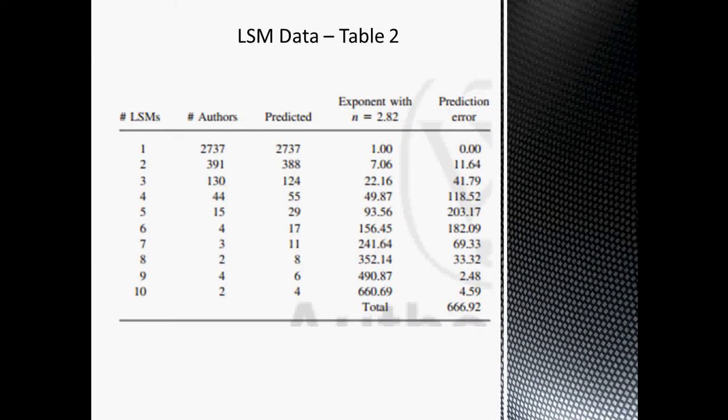As you can see in Table 2, all of the columns remain the same with the exception of column 5. Column 5 is now called prediction error. It involves the square of the prediction error, column 2 minus column 3. The most efficient exponent of n turns out to be 2.82, which has the lowest total prediction error, with a total of 666.92.